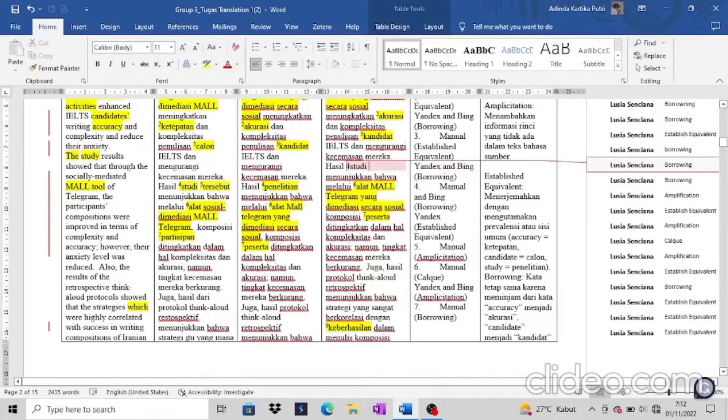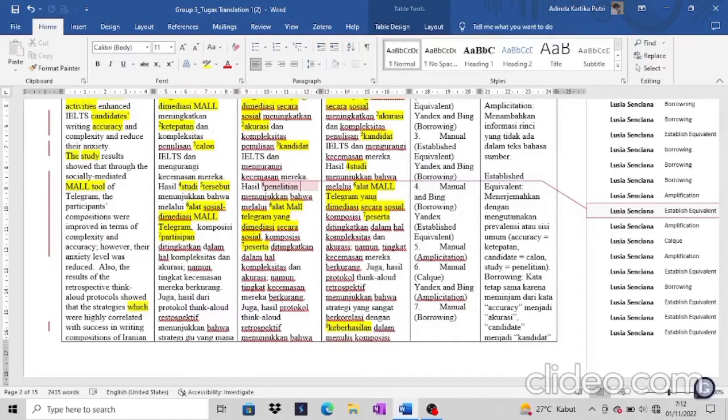So borrowing is the word remains the same because it borrows from the word. Study becomes study. Okay, for the Yandex, using established equivalent, translating by prioritizing the prevalence or general use. Study becomes "penelitian."